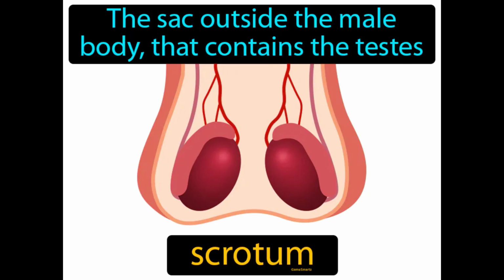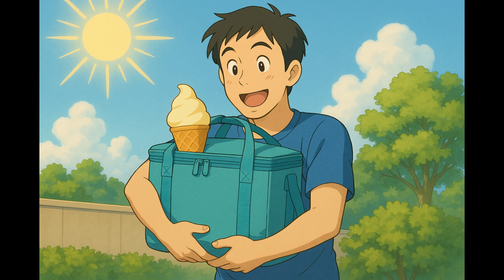The sac outside the male body that contains the testes is the scrotum. The scrotum is a pouch of skin that holds and protects the testes, helping regulate their temperature for optimal sperm production. Imagine trying to keep your ice cream from melting on a hot summer day.